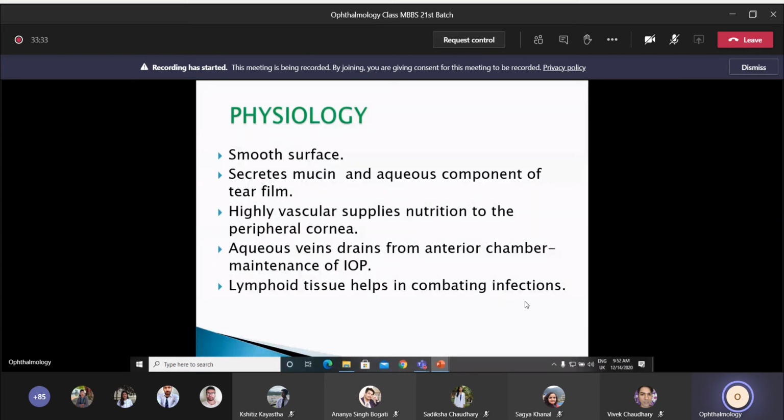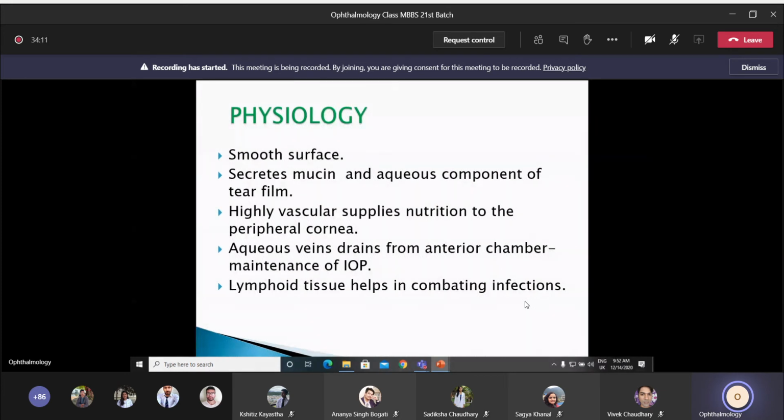And another important thing which you've just learned is that it secretes the mucin and aqueous component of the tear film. Okay, so mucin is by the goblet cells and the aqueous component is by the lacrimal glands, the main and the accessory, which are present in the conjunctiva. And since it's highly vascular, it supplies nutrition to the peripheral cornea. As we all know the cornea is an avascular structure, so the main nutrition to the peripheral cornea comes from the blood supply from the conjunctiva.